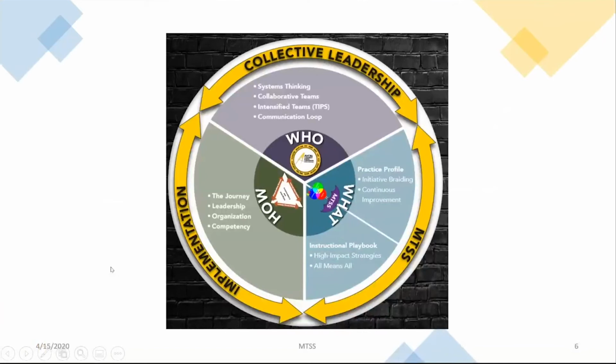Here's a closer look at our cycle of implementation for MTSS, and it really gives you a more narrow understanding of who was involved with the collective leadership, what we were really trying to accomplish with MTSS, and then how we planned on doing that. Under collective leadership and the who, we really tried to focus on systems thinking, collaborative teams, intensified teams, and the communication loop. That communication loop has proven invaluable to our rollout of MTSS. We, at this time, are breaking MTSS down into 2 different products, which is the practice profile and instructional playbook.